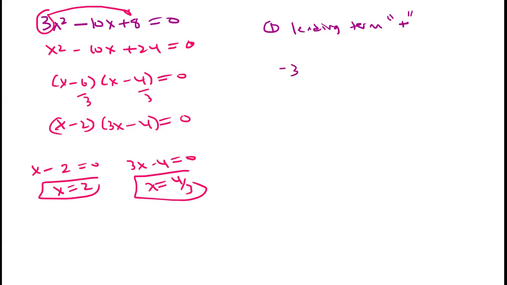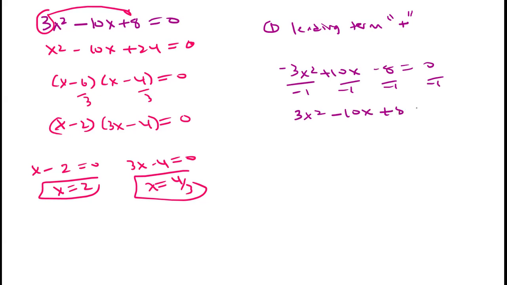Again, if I had a minus 3x squared plus 10x minus 8 equals 0, then we would just divide everything by a negative. And then that flips everything. So that becomes 3x squared minus 10x plus 8 equals 0. So again, be careful of that. The other part is if there is a common factor.